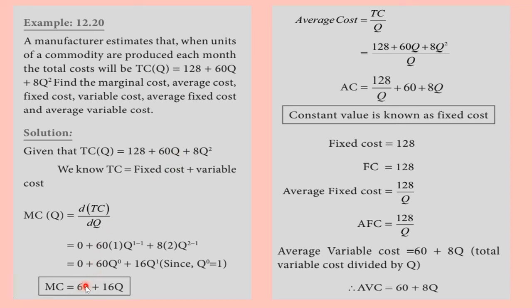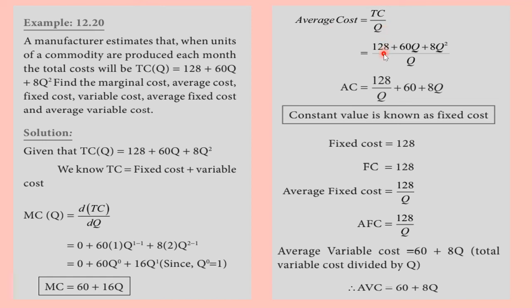Okay. I'm sure that you would have understood all these steps. That's why I'm directly coming from the question directly to the answer. 8q square will become 16q. This is how you do MC. From total cost, you can find out the average cost. How do I find the average? The formula for average cost is equal to TC by Q.